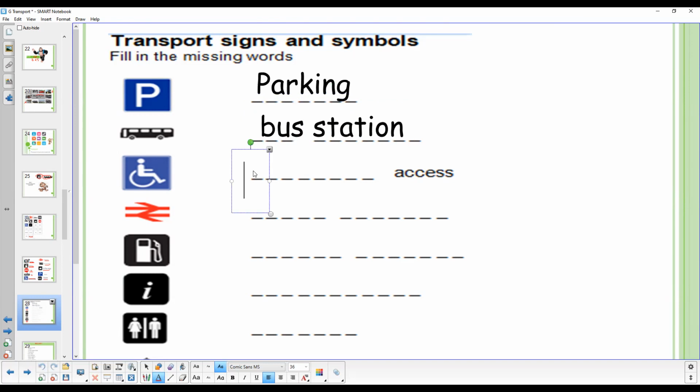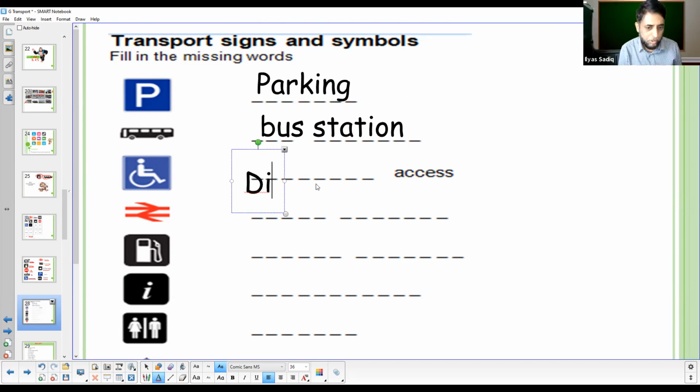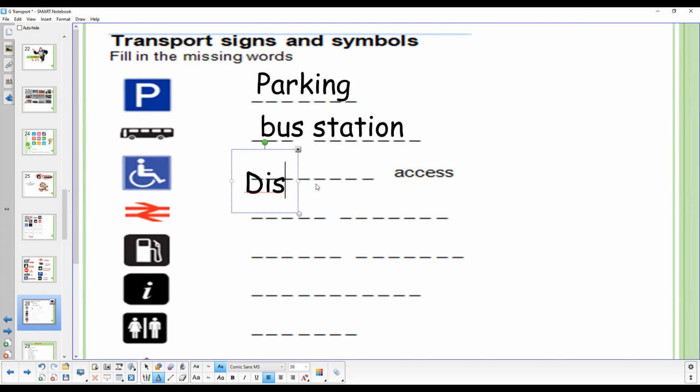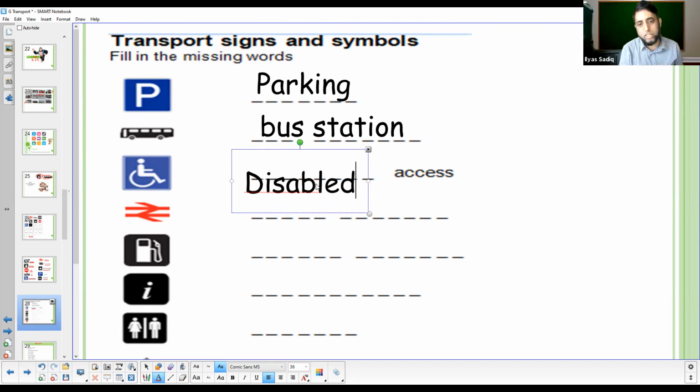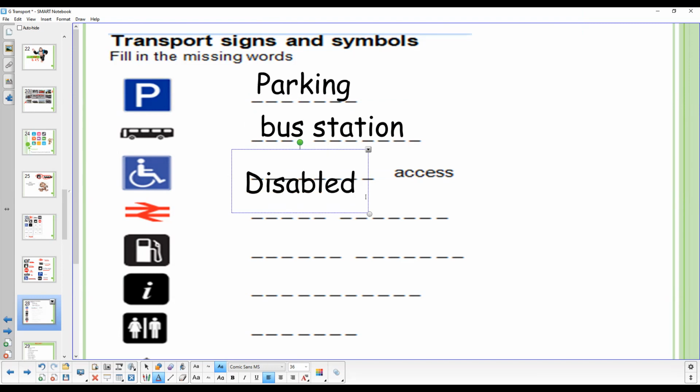And why is this here? No. Disabled. D-I-S-A-B-L-E-D. Disabled. Yeah, disabled access.